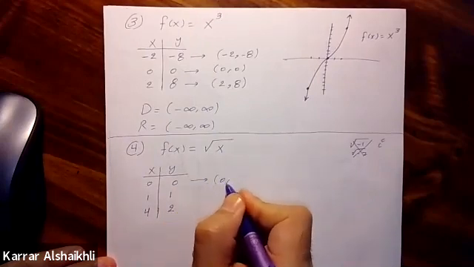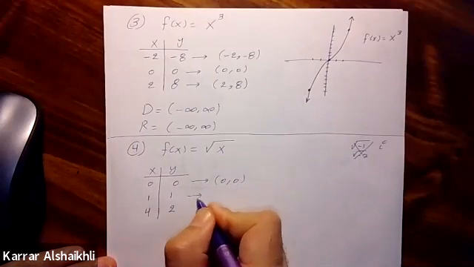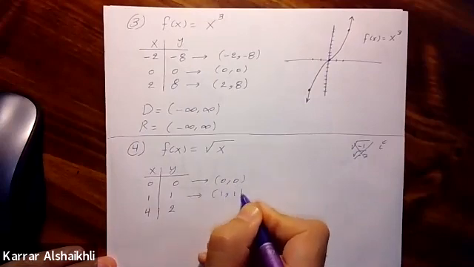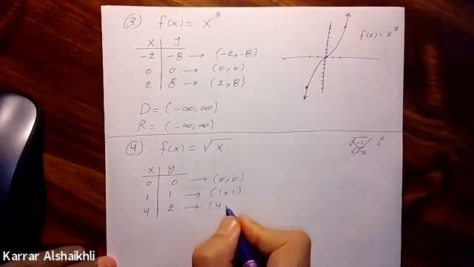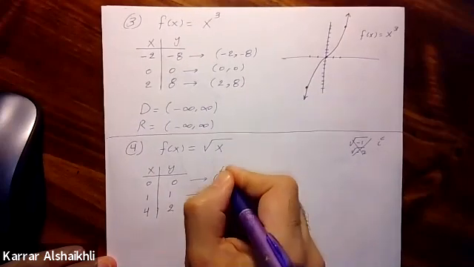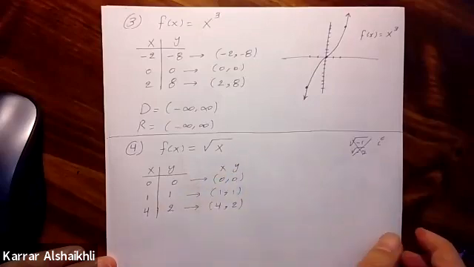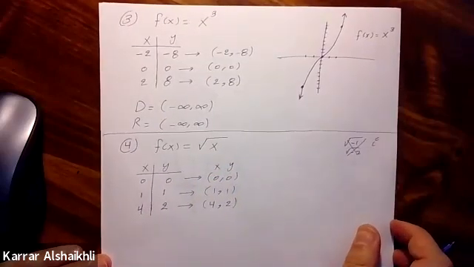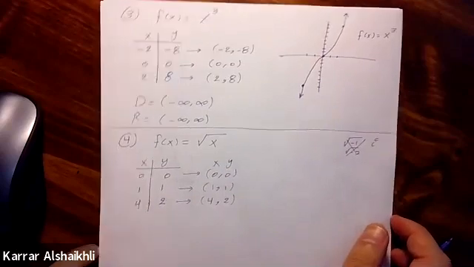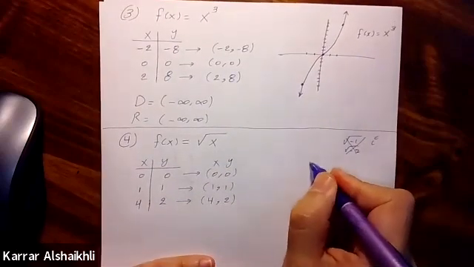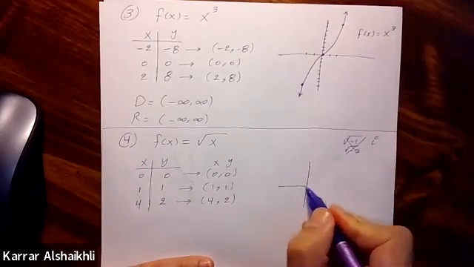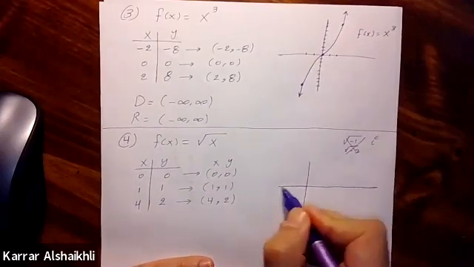That means the first point is going to be 0, 0. The second point is going to be 1, 1. And the third point is going to be 4 and 2. This is the x, and here is the y. So now we can graph this one, f of x equals square root of x. So always the graph for this function is going to be like this.